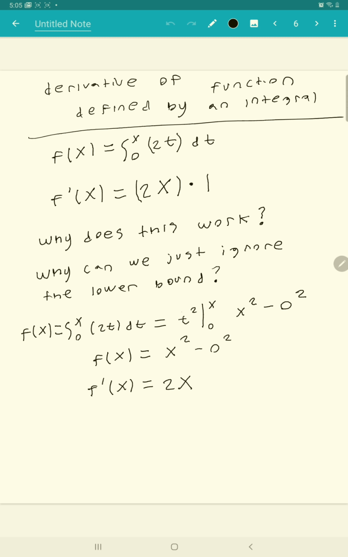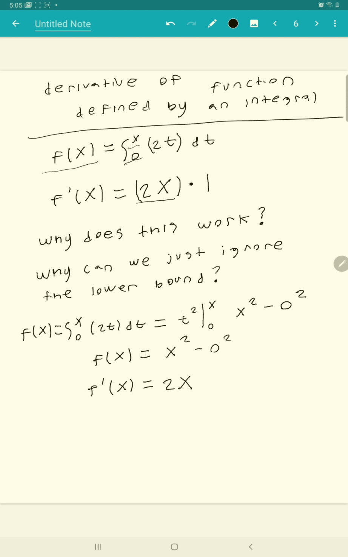Okay, so what if we want to find the derivative of a function defined by an integral? So if we want to find this function's derivative, all we do, as I said a few slides ago, is just plug the upper bound into here. So why does this work? And why can we just ignore this lower bound? What about this 0 here? Why can we just ignore it? Doesn't that have some implications?